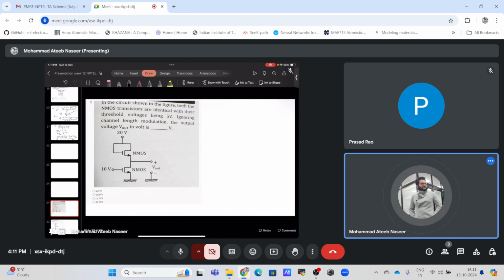Now moving to another problem which is associated with this. This is also associated with a small signal circuit.